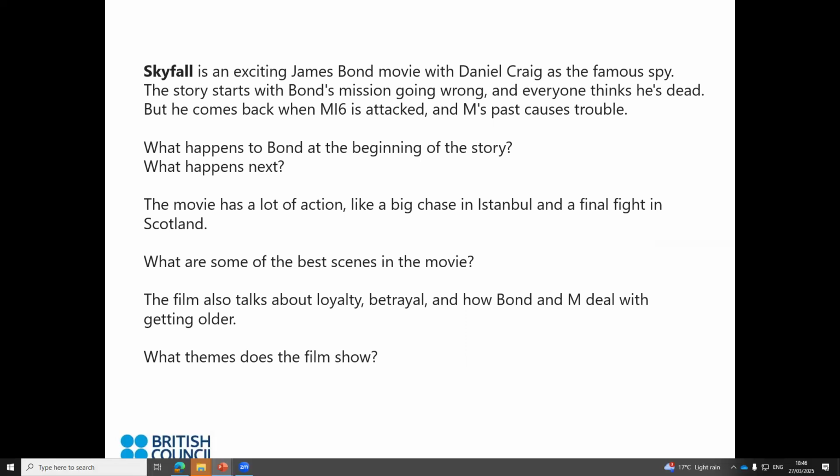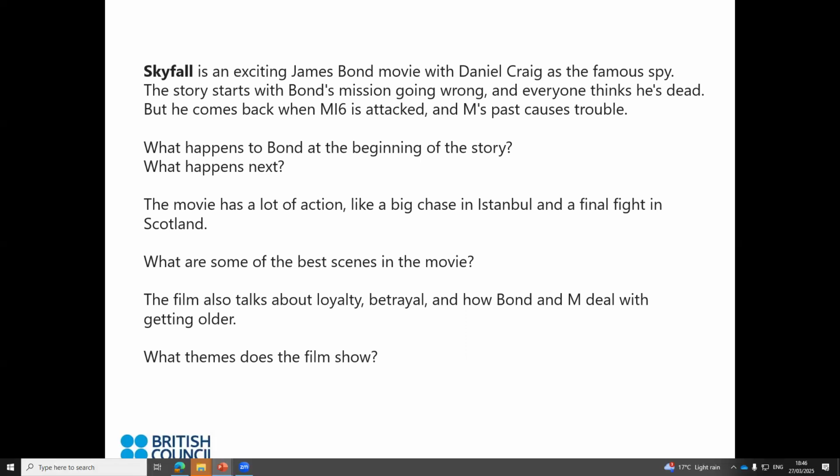Now, what I've done here is I've taken my model and I've transformed it into a series of questions. And it is these questions that the students can then ask themselves when they write their own review. So, a tip for organization: give them the model and ask the students to transform your model into questions and then answer those questions about another film, book, or play.